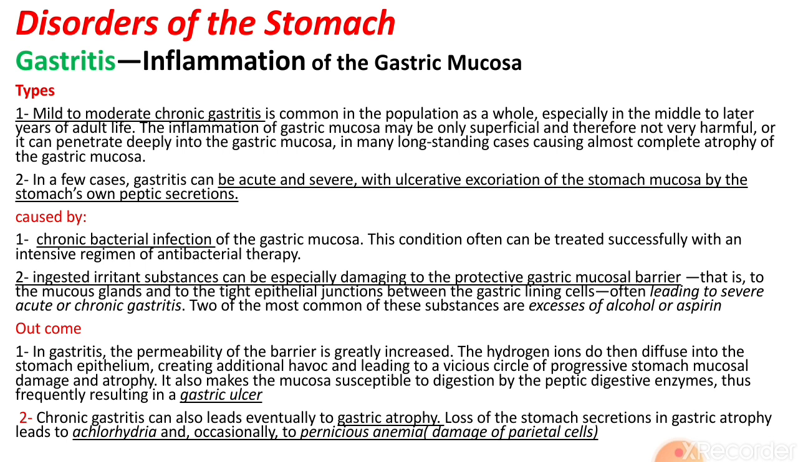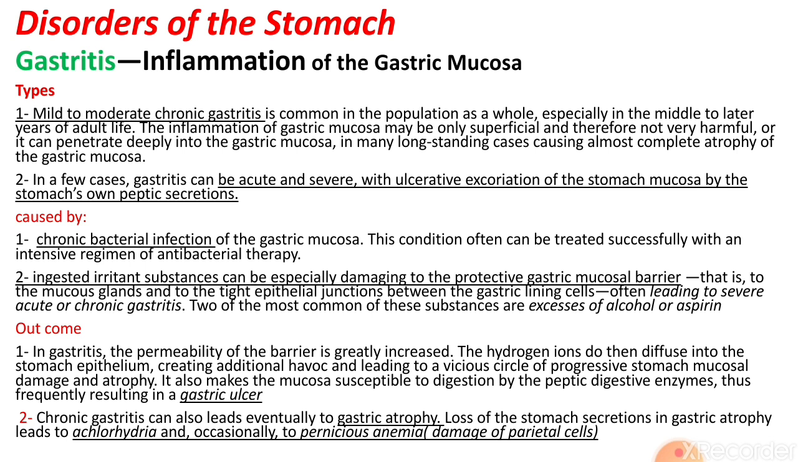The other subject is disorders of the stomach, and we have many disorders regarding the stomach. First, we have inflammation of the gastric mucosa, which we call gastritis. And in gastritis we have two types.